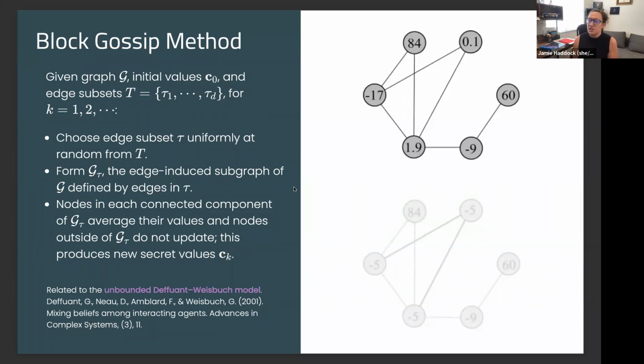So at the next iteration, the nodes that were activated have been averaged with all of their neighbors in this induced subgraph. And then the nodes outside of that induced subgraph haven't changed at all.